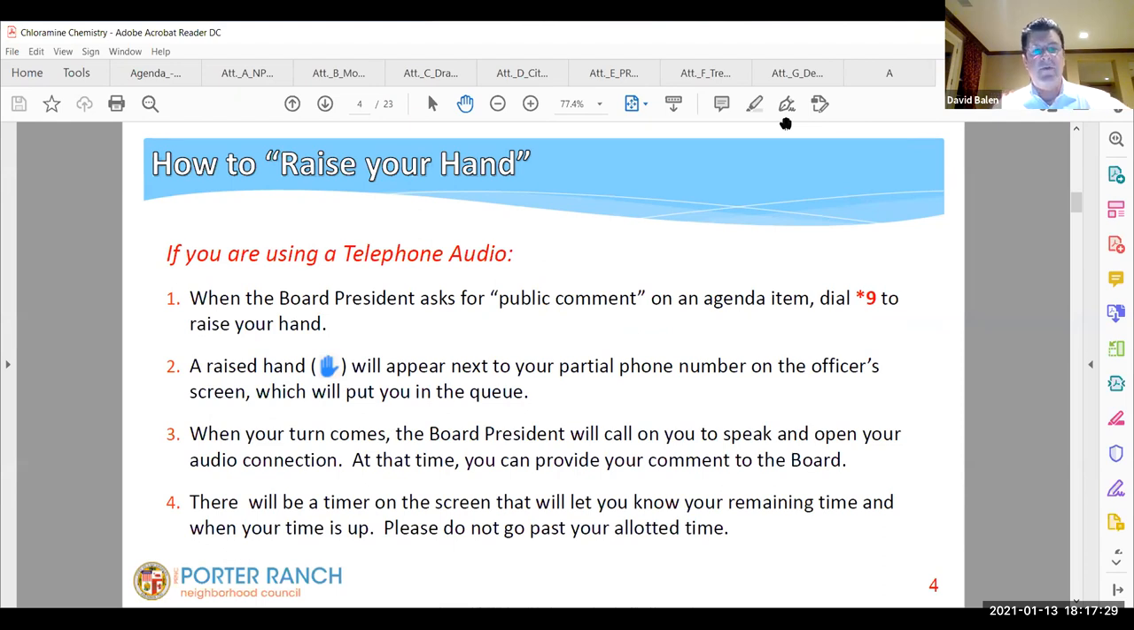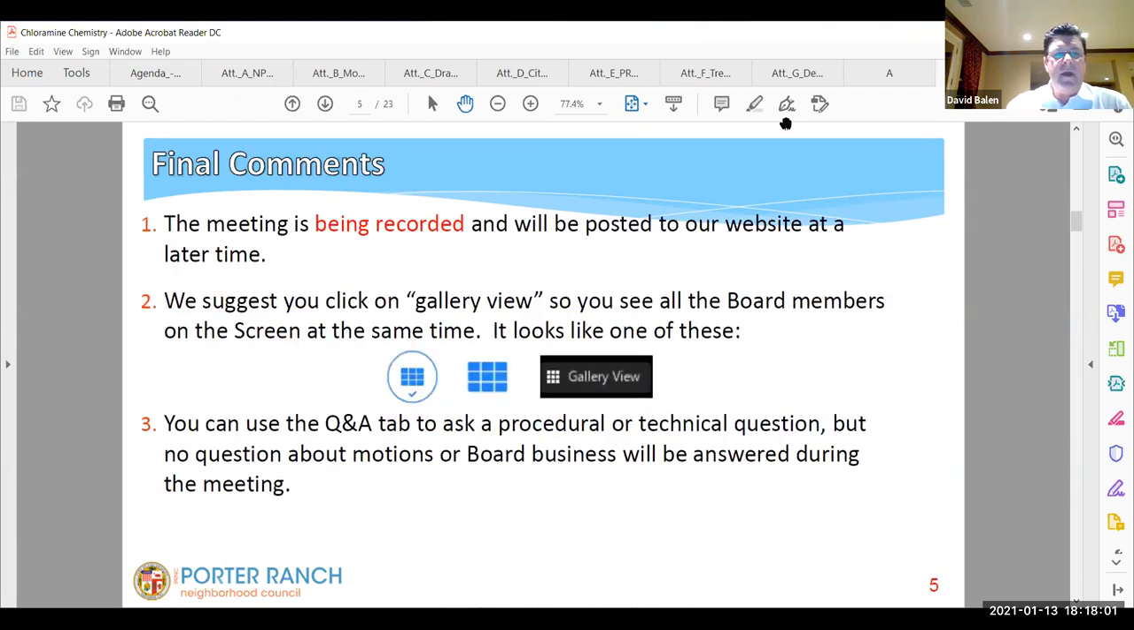How to raise your hand if you're using a telephone: when the board president asks for public comment on an agenda item, dial star 9 to raise your hand. The raise hand icon will appear next to your partial phone number, and the officer's screen will put you in the queue. When your turn comes, the board president will call on you to speak and open your audio connection. At that time, you can provide your comment to the board. There will be a timer on the screen that will let you know the remaining time. When your time is up, please do not go past your allotted time.